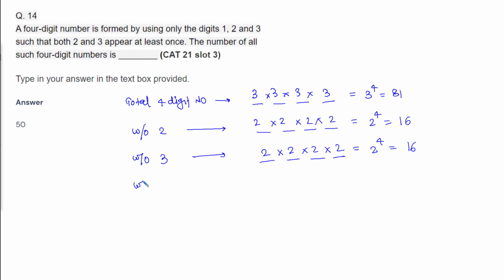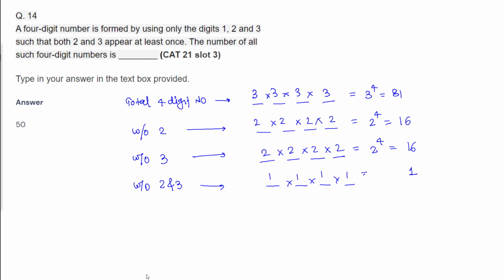Now how many 4-digit numbers can you form without 2 and without 3? For every place there is only one choice, that is 1. We cannot use 2, we cannot use 3. So every place should be 1, 1, 1 and 1. So there is only one choice for every place, and only one number which we can form without 2 and 3.